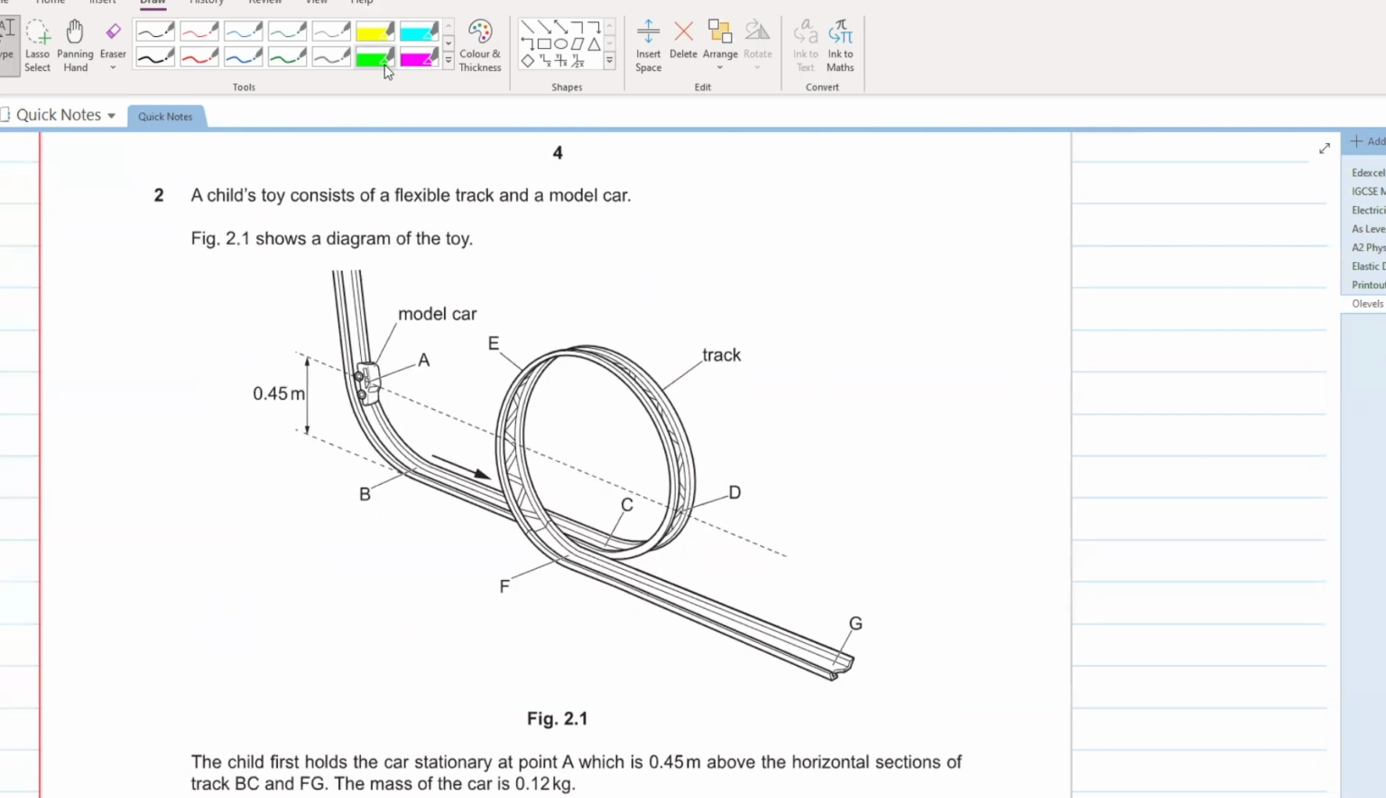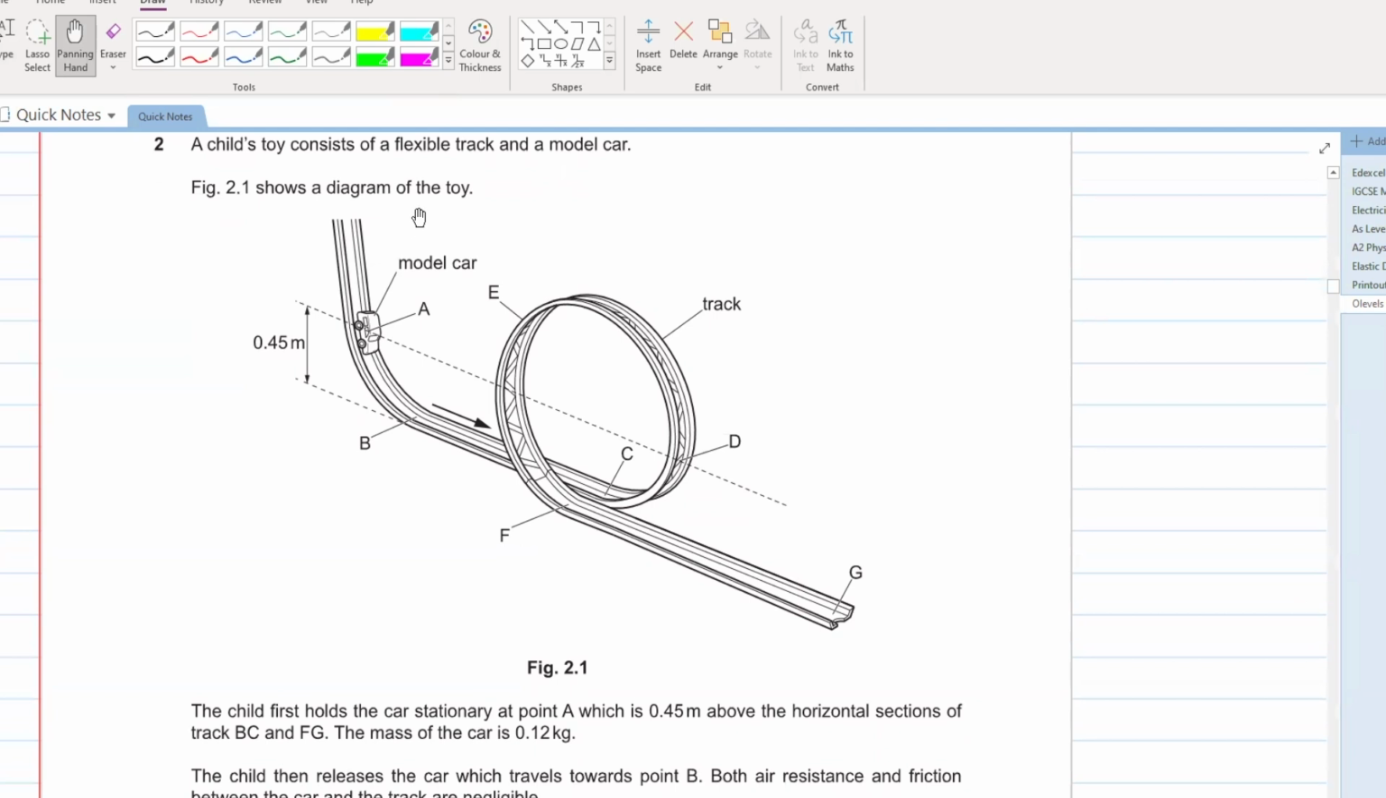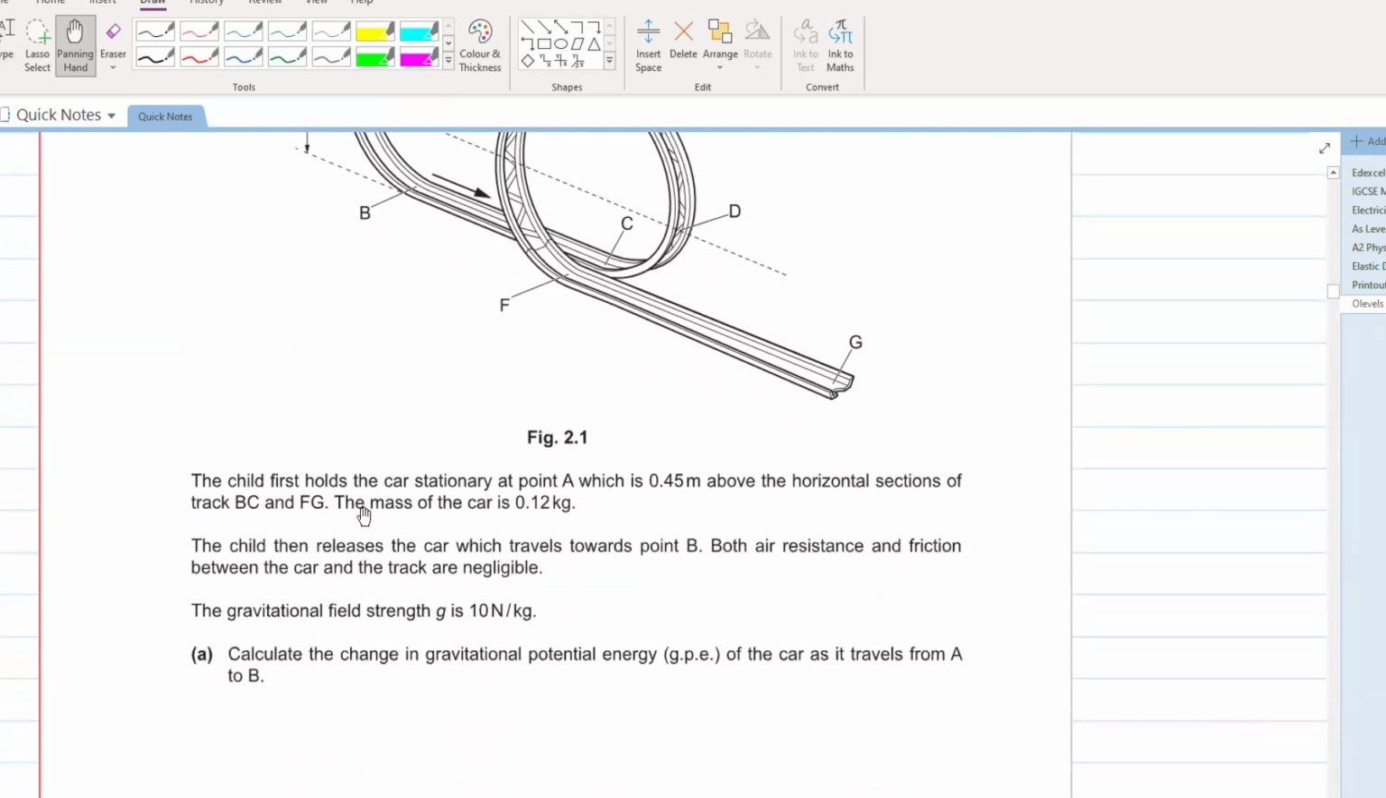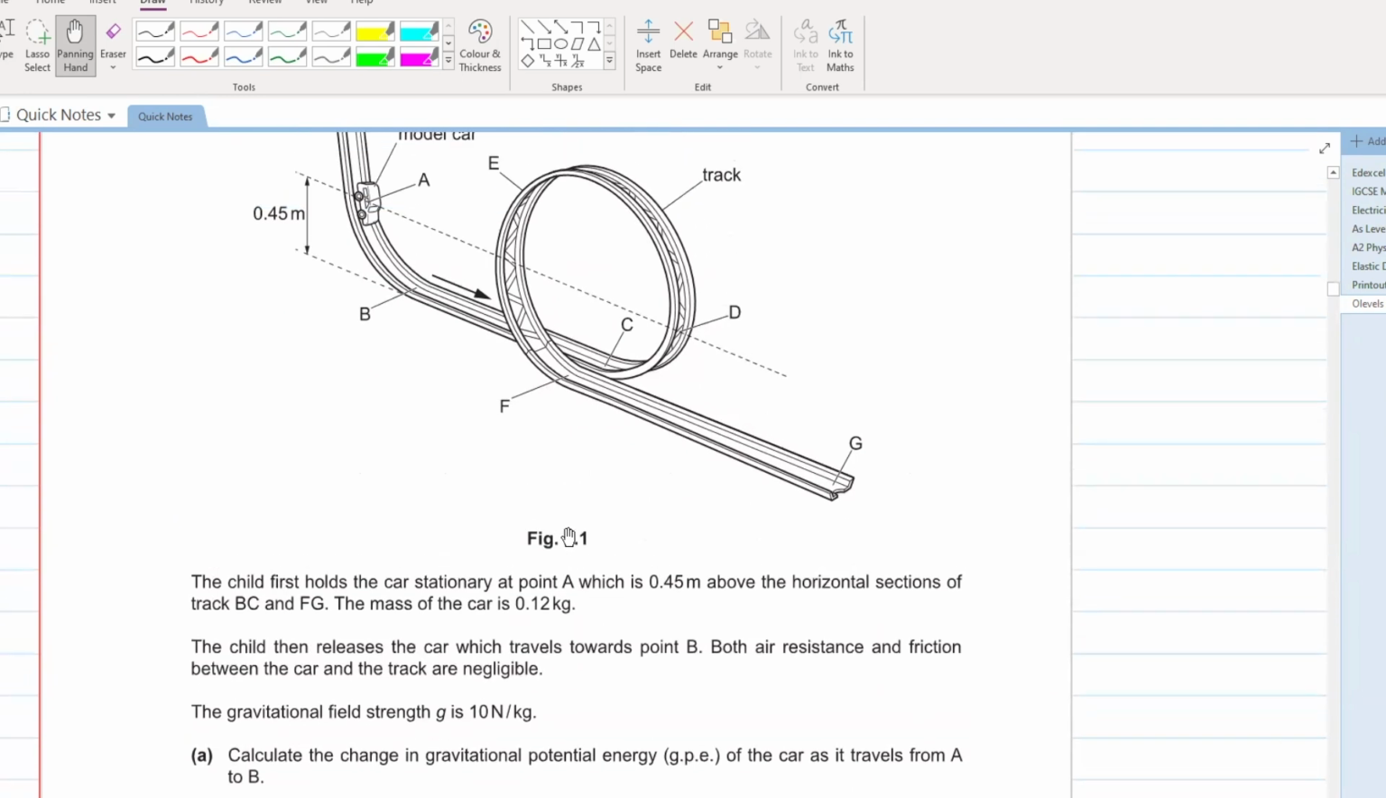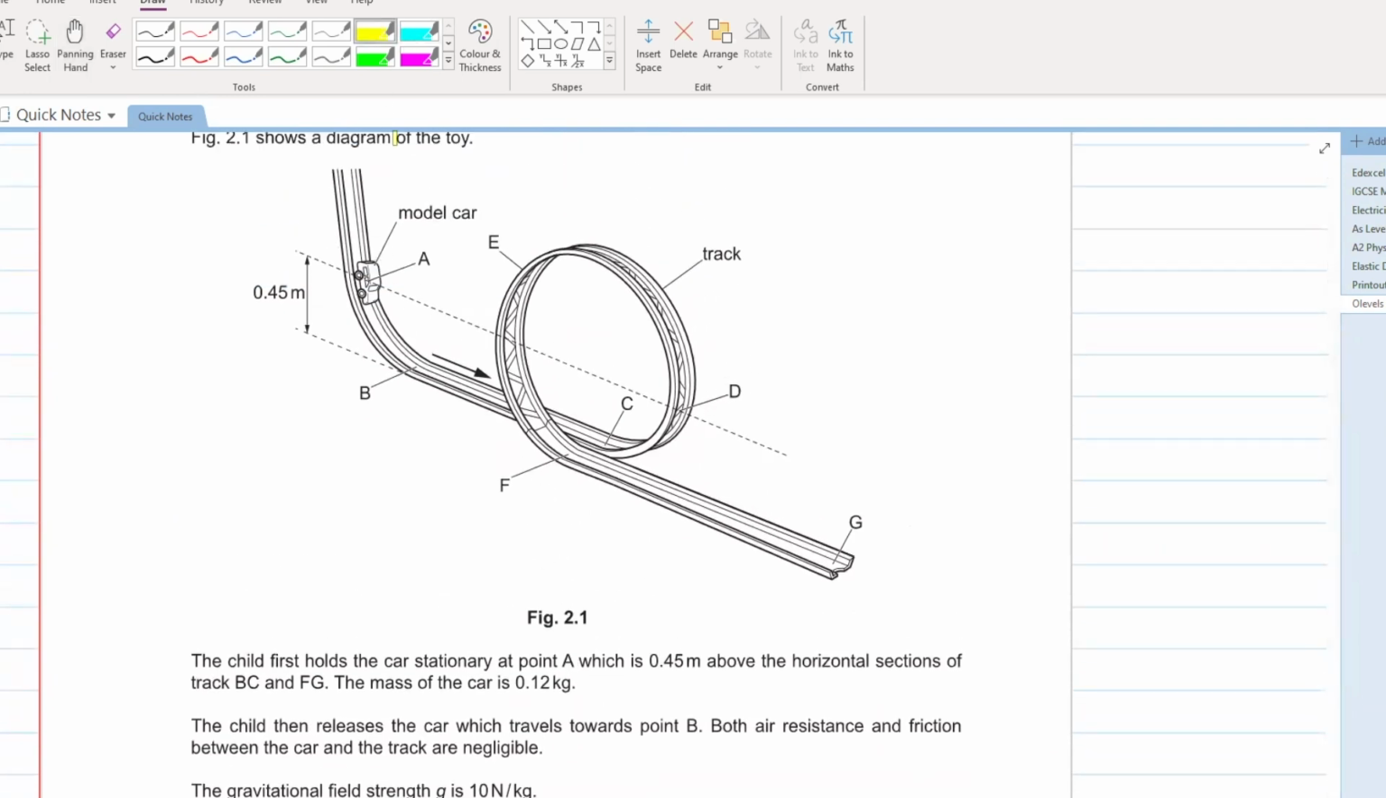A child's toy consists of a flexible track and a model car. Figure 2.1 shows the diagram of the toy. The child first holds the car stationary at point A. So first of all, the car is kept stationary at point A. So here at A your velocity is 0. That means at point A the kinetic energy is 0 joules.